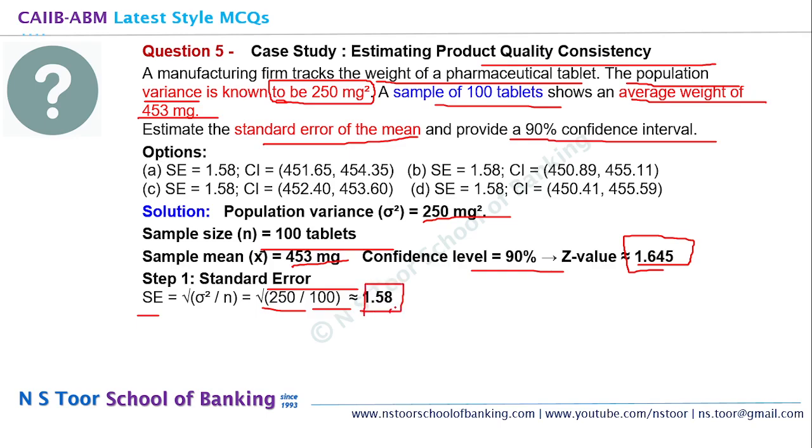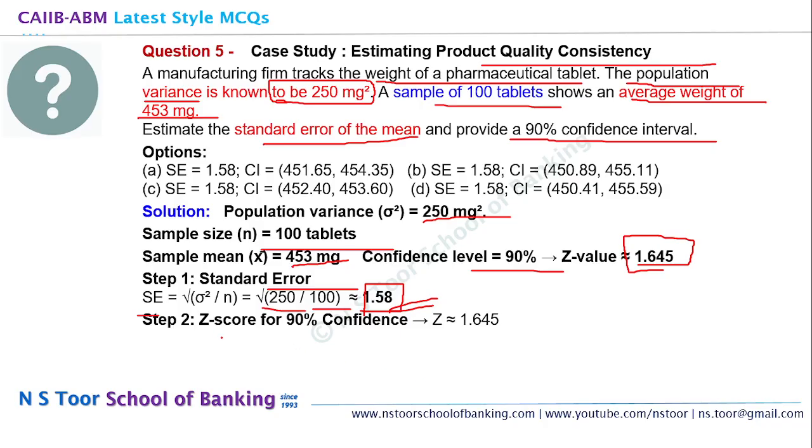Please check the calculation if required. I am again telling you, standard error is equal to square root of population variance divided by sample number. So population variance is 250 divided by the sample number, which is 100, all under the square root. So square root of 250 divided by 100 is equal to 1.58. So how much is my standard error? It is 1.58.